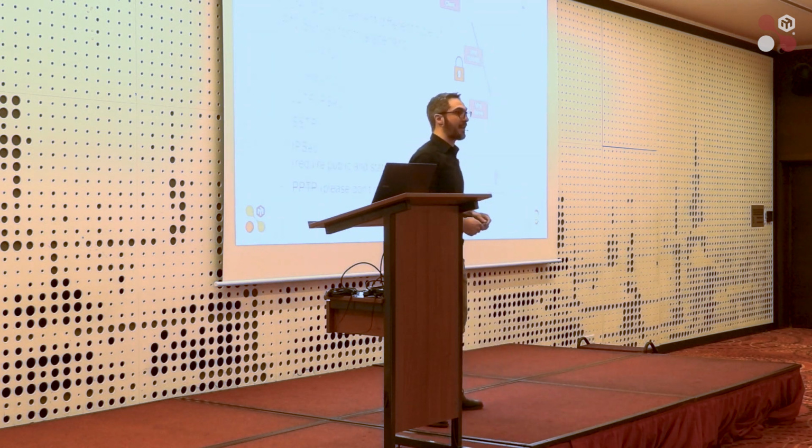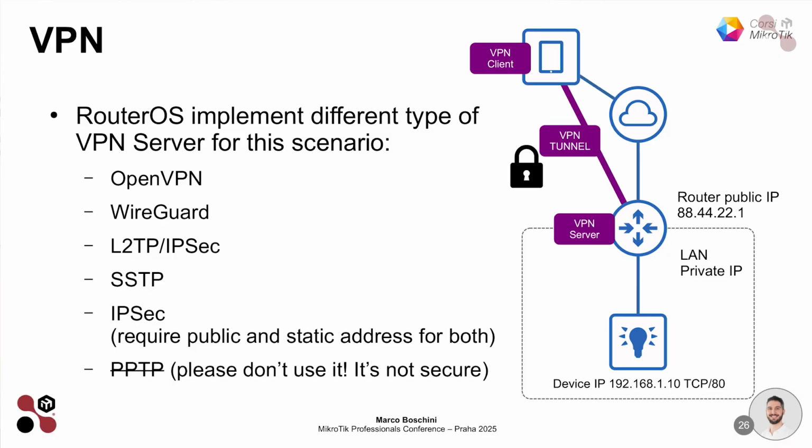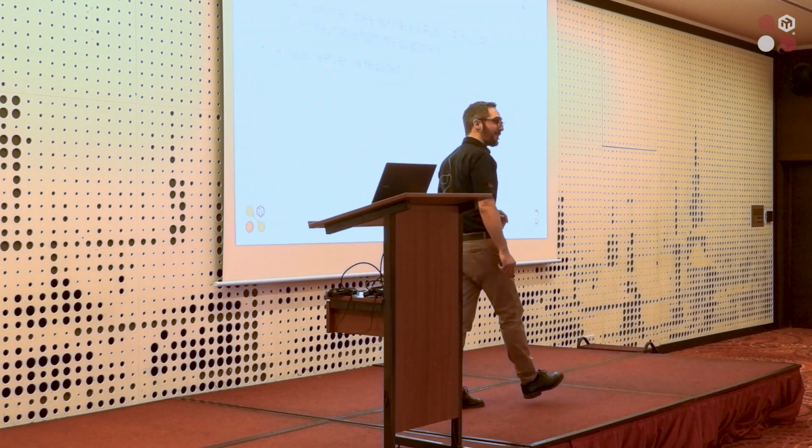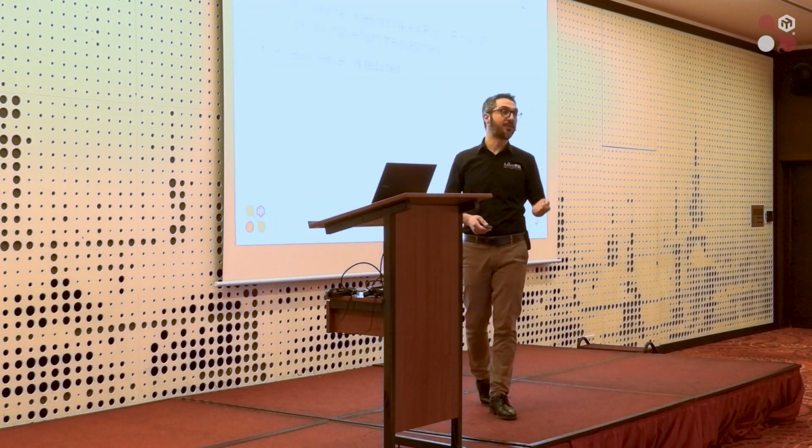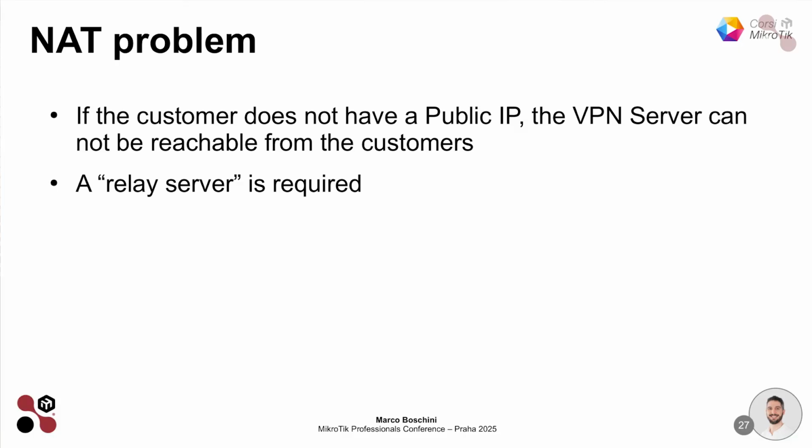RouterOS implements different types of VPN server for this scenario: OpenVPN, WireGuard, L2TP combined with IPsec, Secure Socket Tunneling Protocol, IPsec, and PPTP, but please don't use it anymore. If the customer does not have a public IP, the VPN server cannot be reachable from the customer. A relay server is required.